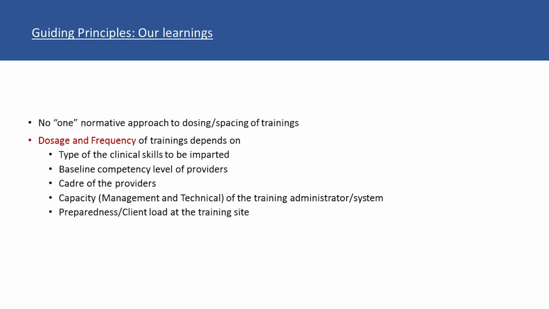Then, in addition to the receiver of the training, the capacity, both management and technical capacity of the system which is to deliver the trainings has also to be factored in, because ideally you would want the trainings to be reduced to as low as possible over long periods of time. But since we are working in a public health context and at scale, with a lot of resource constraints, we have to be aware about the capacity of the system to deliver that training. And so really a careful balance of the capacity and the optimum level of trainings that are required have to be attempted during the design of the training program.